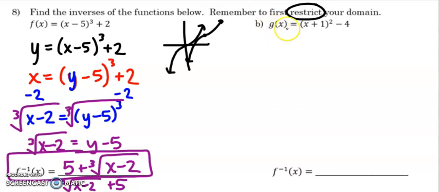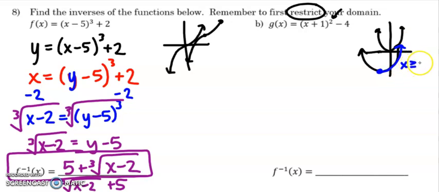Well, let's look then at b. b is a squaring function. Okay, so it's a parent parabola, not a cubic. That parabola will have been shifted. There's our original parabola. Shifted to the left 1 and down 4. Well, this right now does not pass a horizontal line test. So you need to pick one half of your parabola. If I pick this side, it's going to be that x is greater than or equal to -1. If I would have picked this side, it would have been x is less than or equal to -1.